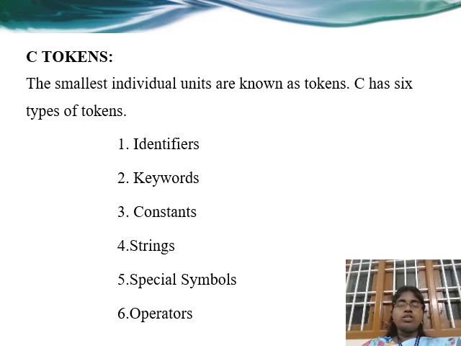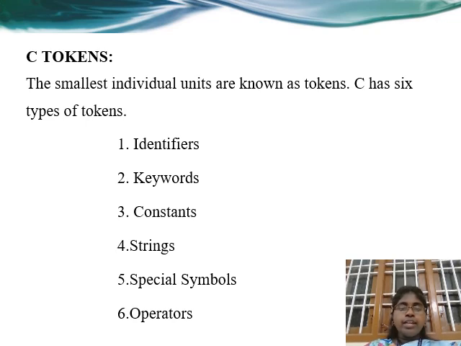Then constant. A constant is a numerical representation of a value. Next, strings. Strings are declared by giving some characters or names in double quotes. They are just characters in the string. Next are special symbols, like at, asterisk, plus, minus, percentage, and ampersand. These are the special symbols of the C program.